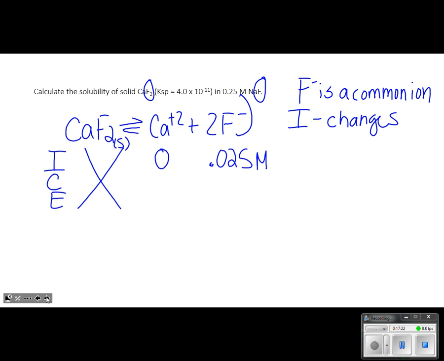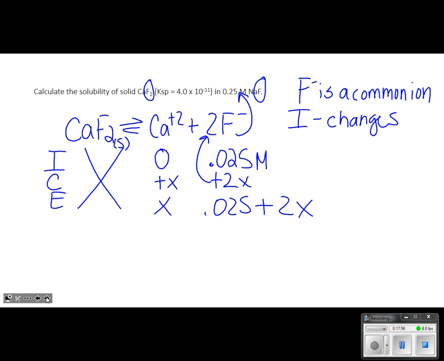This comes from that additional salt, and notice it's sodium fluoride. That's something that is really soluble in water. So our change, we're going to have to make some calcium. Now be careful here, this has to change by plus 2x. That 2 is coming from our coefficient. That's something we haven't looked at in a while. We get x and 0.025 plus 2x.